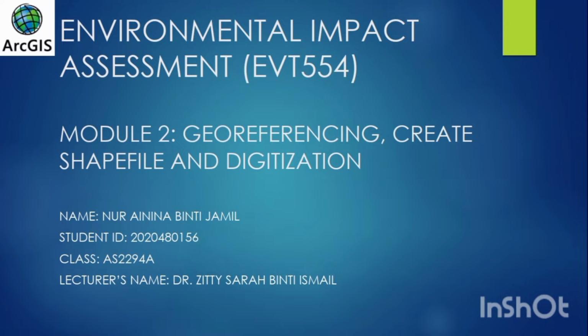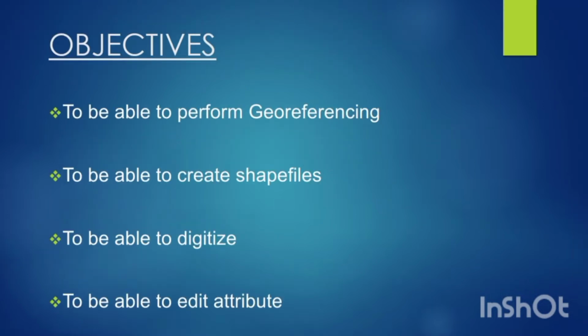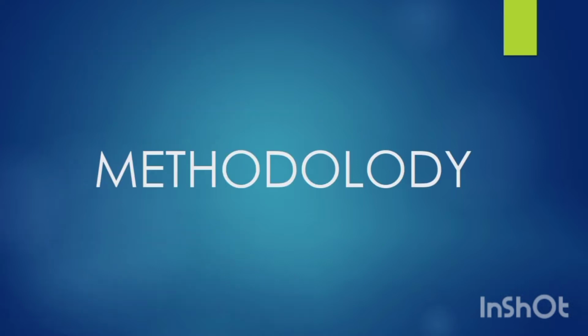Today, I will present about Module 2, which is Georeferencing, Create Shapefile, and Digitization. The objectives of this module are to be able to perform georeferencing, to be able to create shapefiles, to be able to digitize, and to be able to edit attributes. Now, we will go to the methodology.